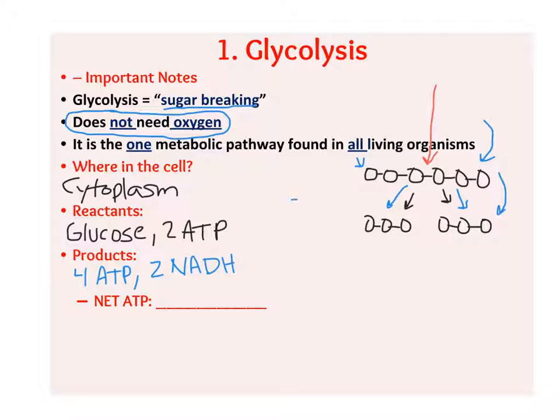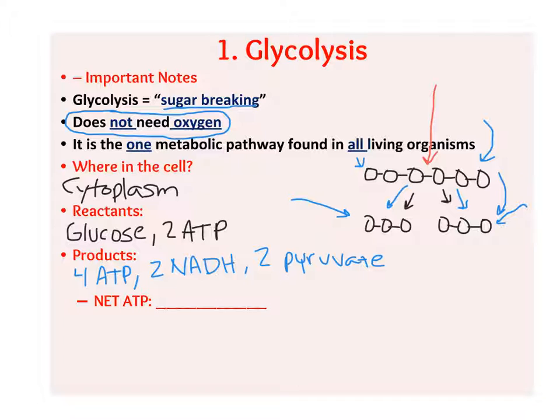And we also get these 2 3-carbon molecules from when glucose got chopped in half. We get 2 pyruvate. Pyruvate is also called pyruvic acid. That's what your textbook calls it.